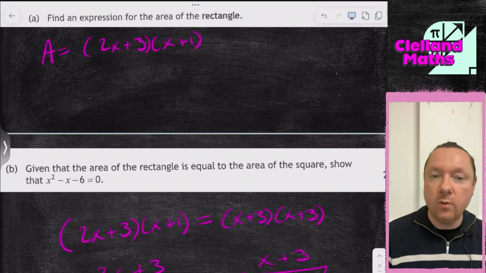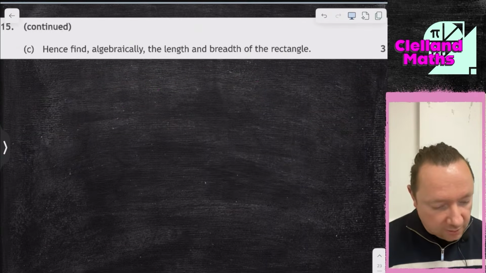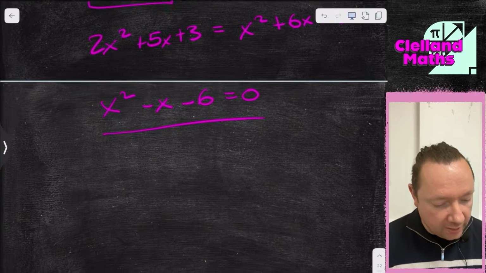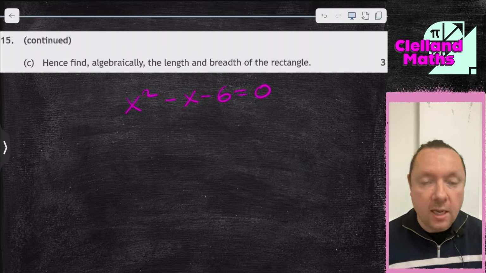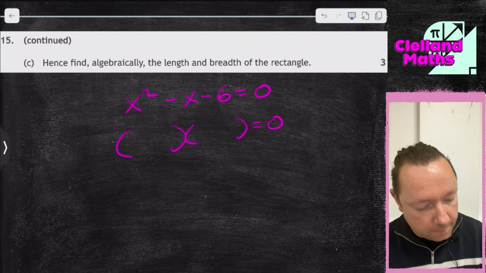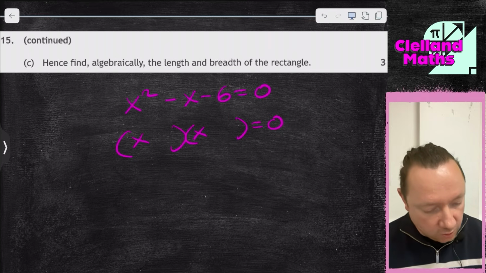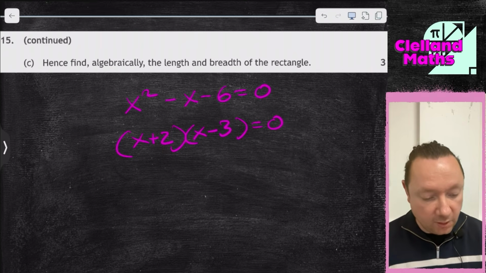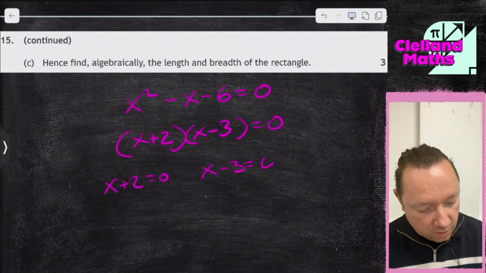But remember, if you can't do this question, you can still do part C, because you're just solving it. So part C says, hence find algebraically the length and breadth of the rectangle. So we've got x squared minus x minus 6 equals 0. A quadratic equation, and since we're on paper 1, it probably factorises. Double brackets, x and x, two numbers that multiply to make 6, but add to make 1, well that's 3 and 2. And I want minus x, so minus 3 plus 2 is minus 1. So that says that x plus 2 equals 0, and x minus 3 equals 0. So x equals minus 2, and x equals 3.